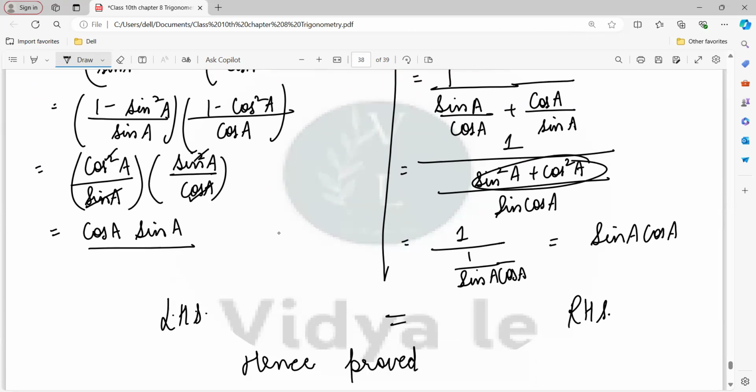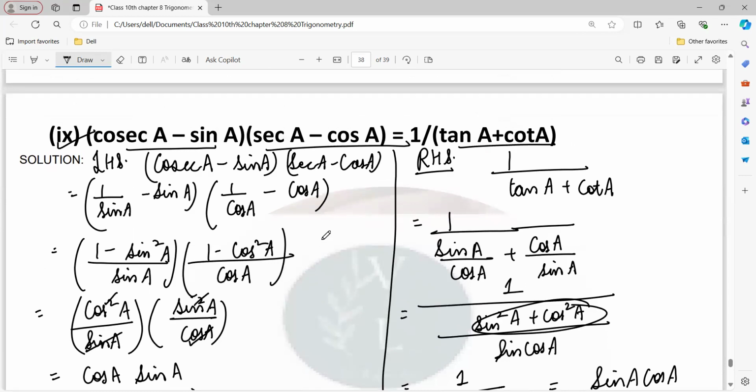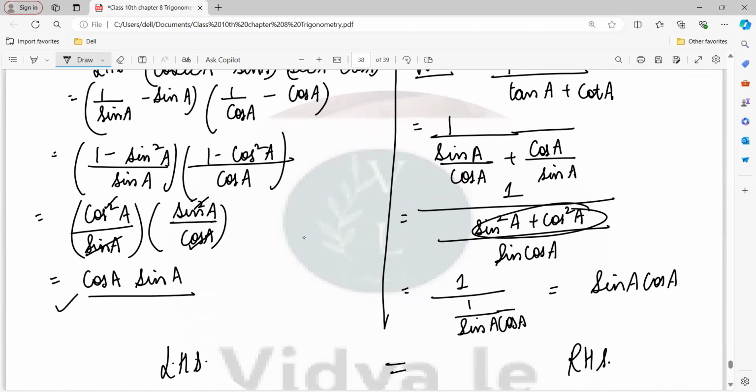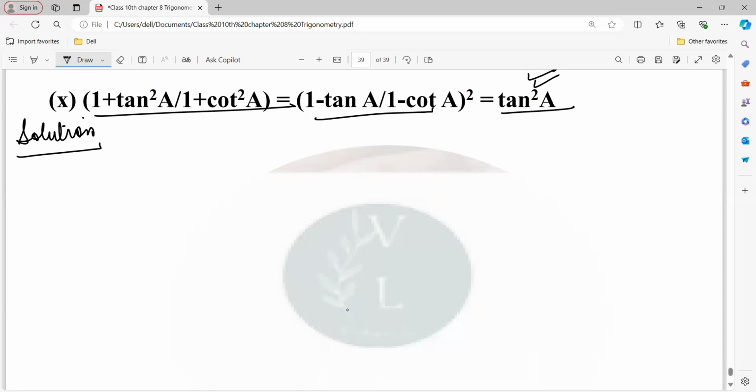Okay. So herein we have solved the left hand side and right hand side, and while solving them we have proved both are equal to the same value. Now the last question, question number 10: 1 plus tan square A upon 1 plus cot square A equals (1 minus tan A upon 1 minus cot A) whole square, which is equal to tan square A. Herein we need to prove that this term is equal to tan square A and this term is also equal to tan square A.